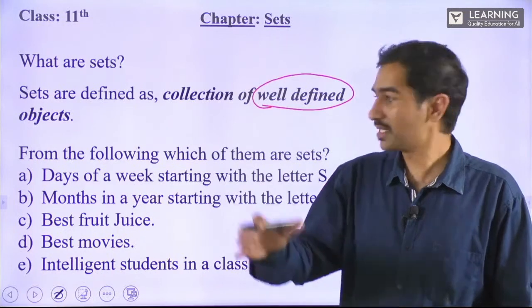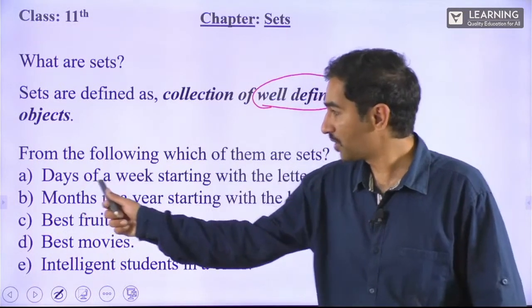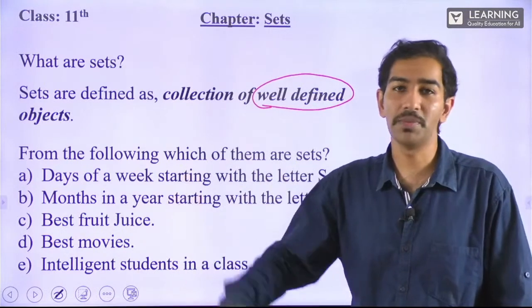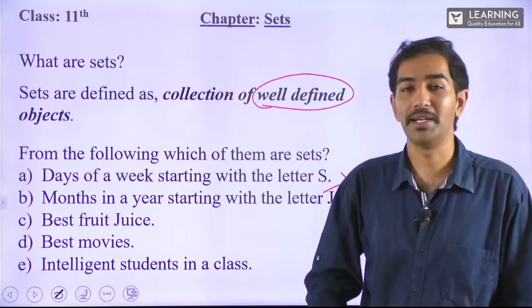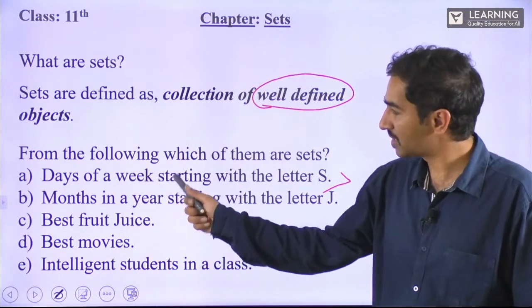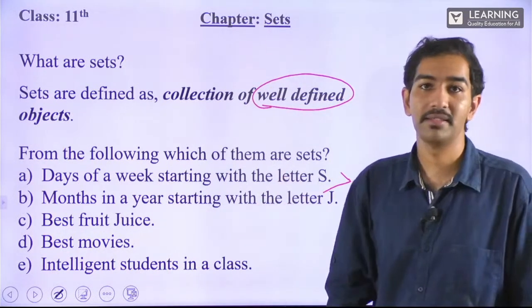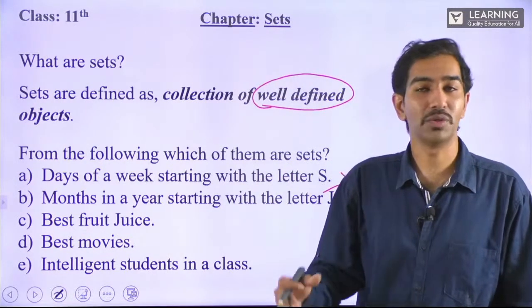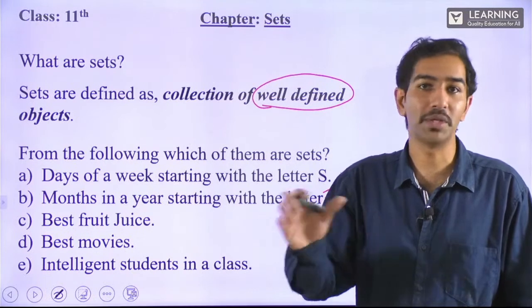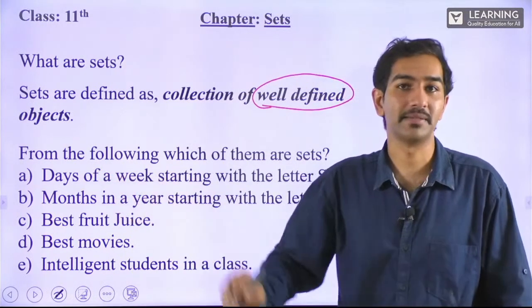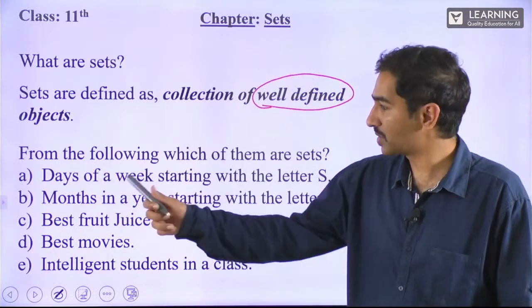Let us see this very first one. Days of a week starting with the letter S. Will this change from one person to another person? I don't think so. What are those days in a week which start with the letter S? Obviously that is Saturday and Sunday, the weekend. This does not change from one person to another person. So the very first example is defined as a set. Alright, we'll go to the next one.